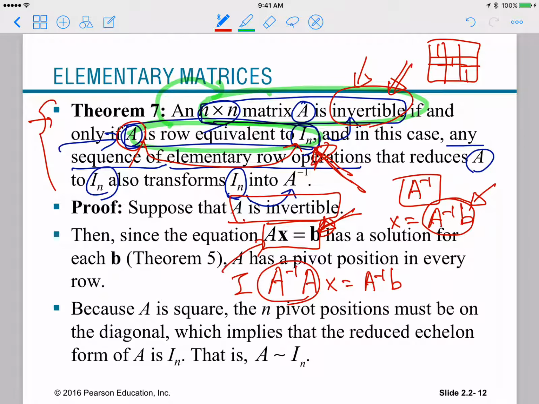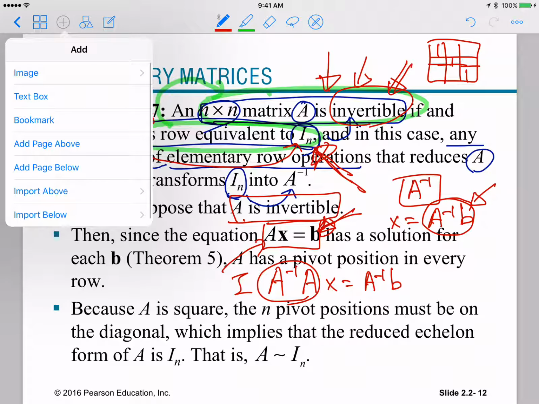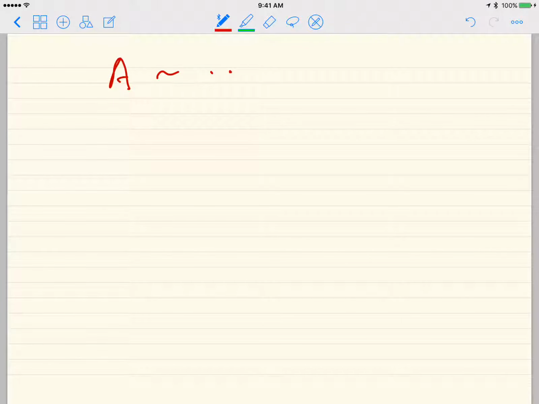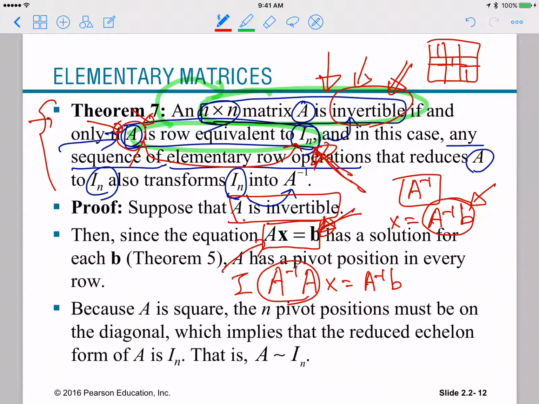Okay, so that proves the direction. I mean, if we assume that the first statement is true, then the second statement also becomes true. And then let's reverse the direction. So let's start with the second statement, where your matrix A is row reduced to the identity matrix. Okay, so this is our initial assumption, our starting point, and then we should arrive at the first statement.